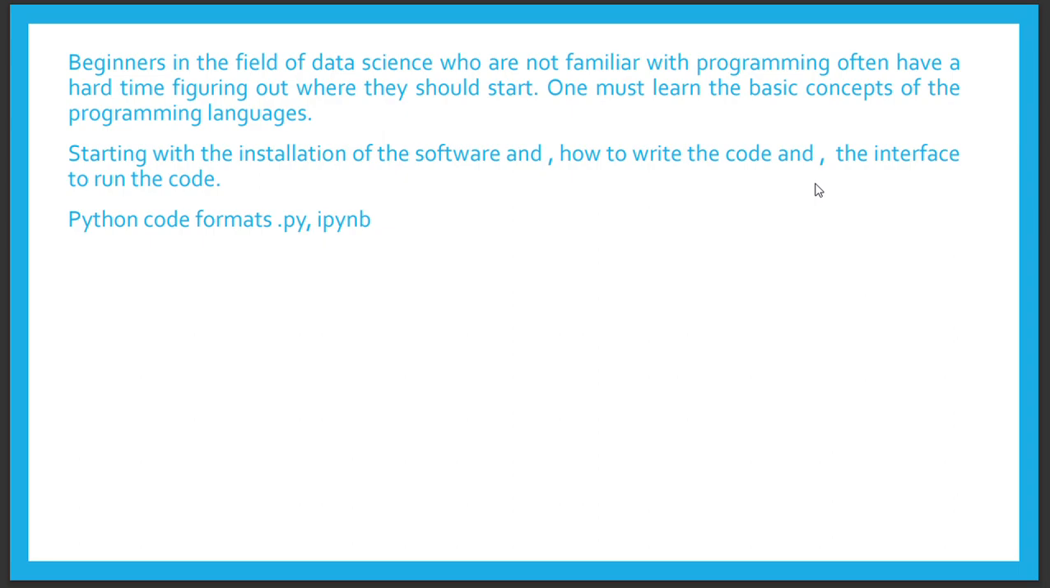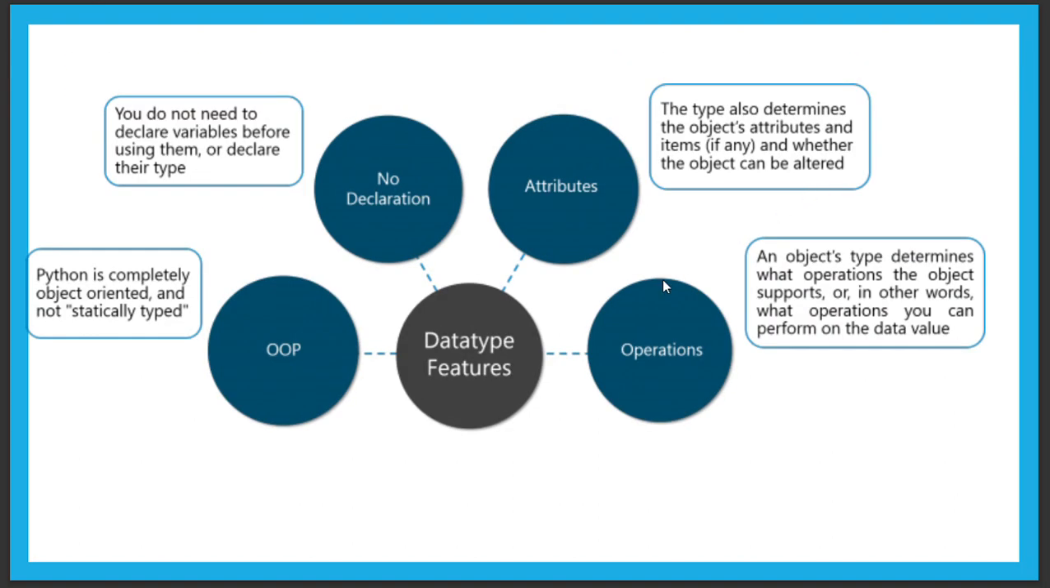Python code formats are .py and .ipynb files. These are the fundamental features starting with Python. Declaration or no declaration: you need not declare variables before you start the program, or you can declare the variables. Attributes: the type of the object, and also the object's attributes and items.